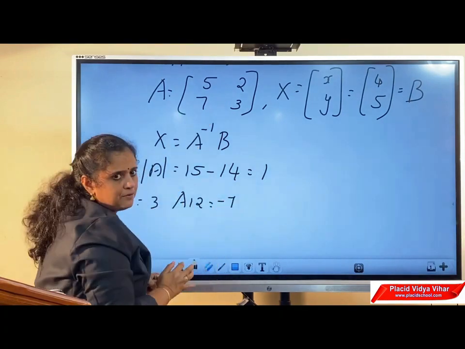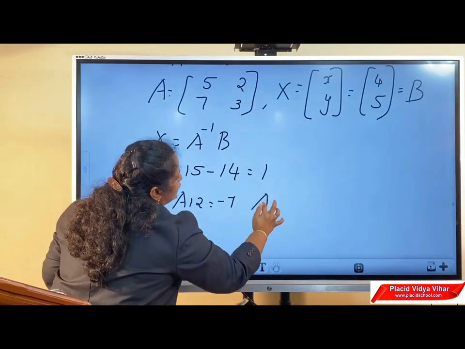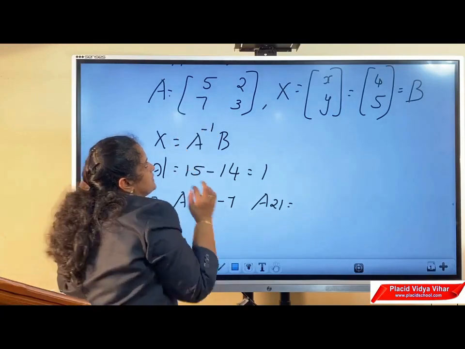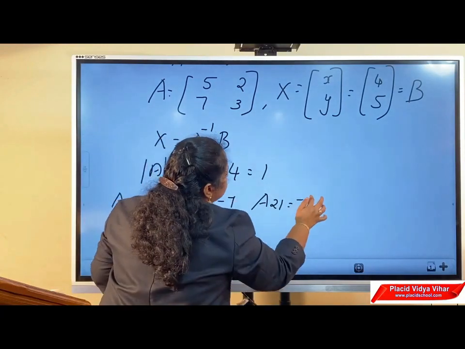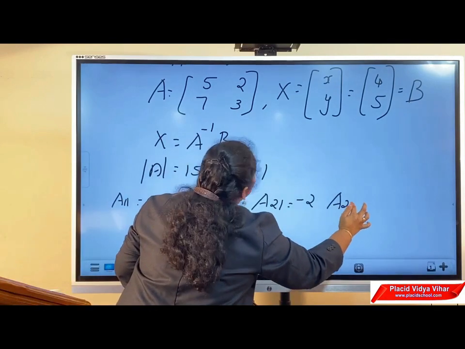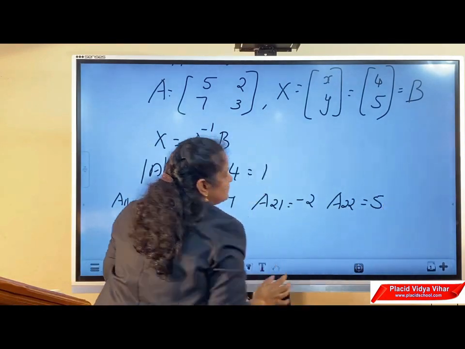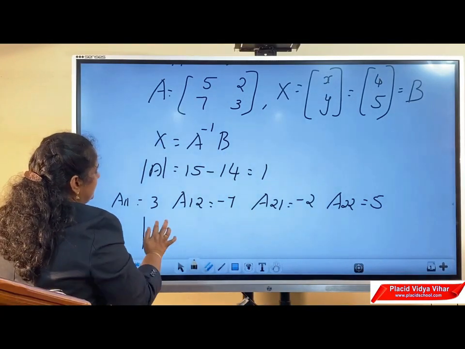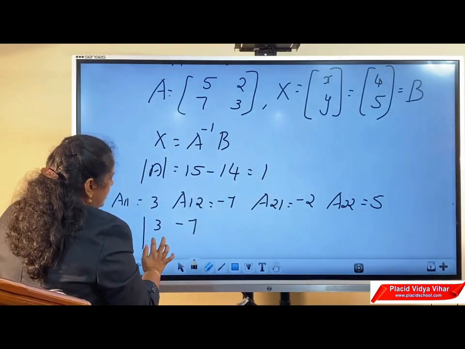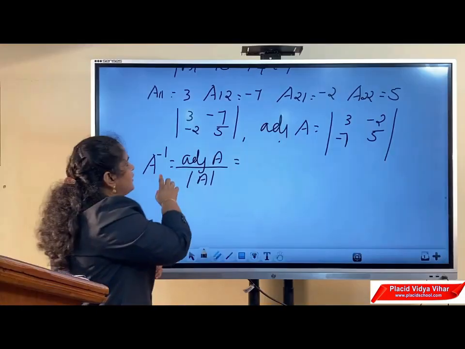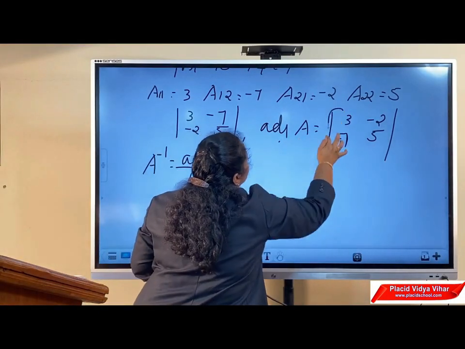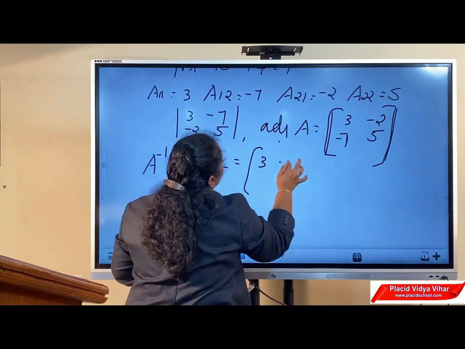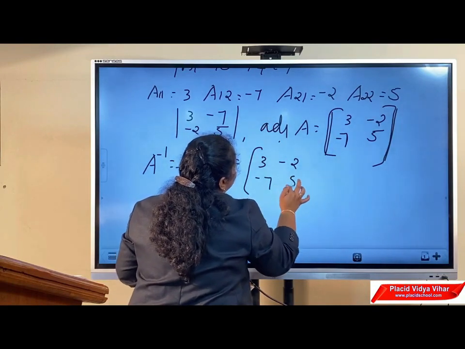A21: eliminate the corresponding row and column, the remaining element is 2. That element is negative. A22 is positive, that is 5. Then we can find the cofactor matrix, that is [3, minus 7; minus 2, 5]. Therefore, A inverse is equal to [3, minus 2; minus 7, 5].